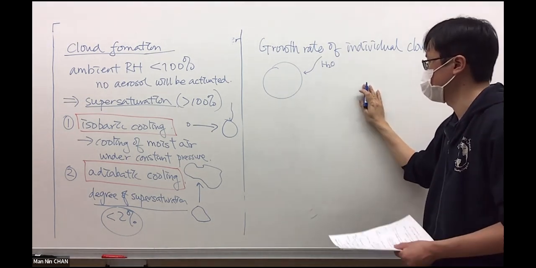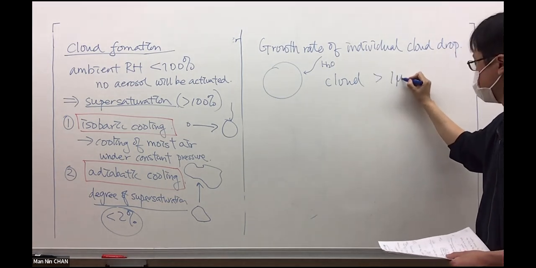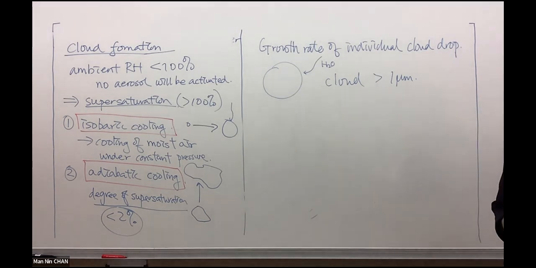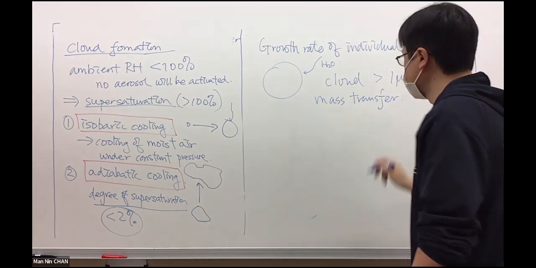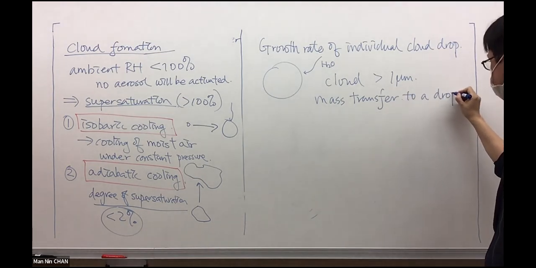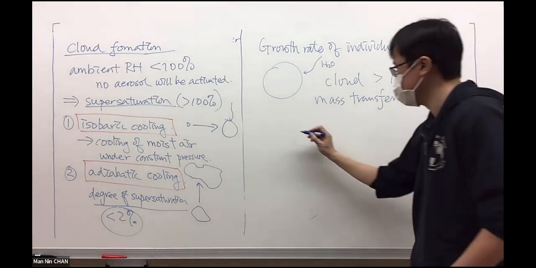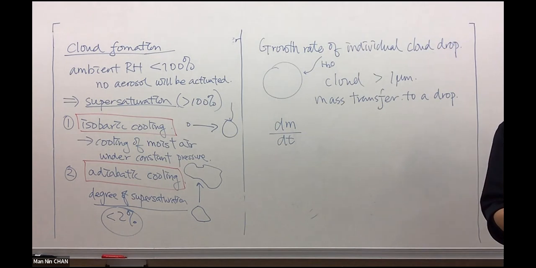When we talk about cloud drops, the size is big, let's say larger than 1 micron. If you remember, when we talked about aerosol dynamics, a size larger than 1 micron under typical conditions is what we call the continuum regime. Now, to study the mass transfer of water vapor to a droplet, you can look at how the mass of your droplet changes with time.